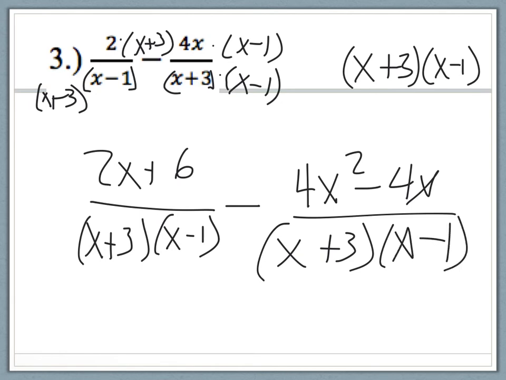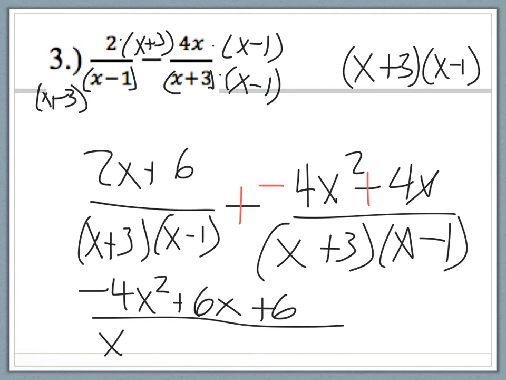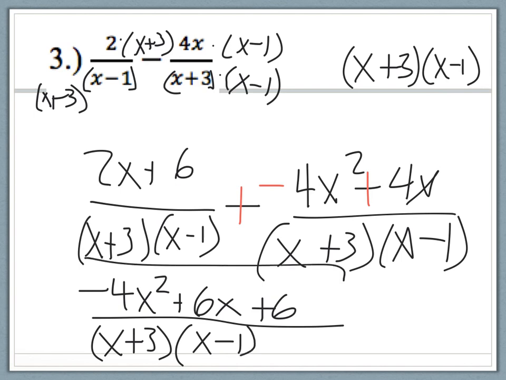Now remember what I talked about with that subtraction. We don't really like to deal with subtraction, so let's make that an addition. If I do that, I need to give the negative to the 2 behind it. So that's going to become a negative 4x squared plus 4x. Now let's go ahead and combine like terms. We're going to have a negative 4x squared plus 6x plus 6, all of that over that same denominator, x plus 3, x minus 1. And that's our final answer right there.